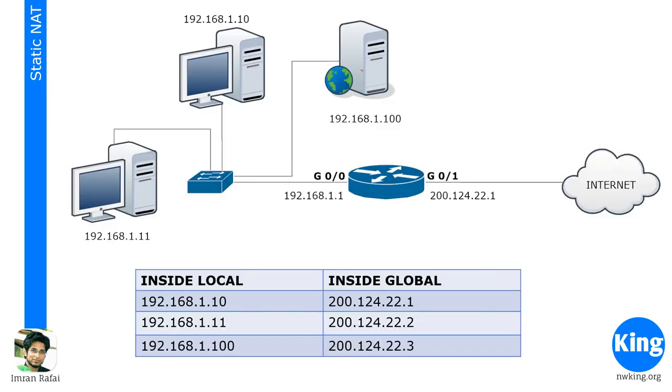So let's look at static NAT. What is static NAT? Static NAT is one-to-one NATing. That means if there are 3 devices in your local network, and these 3 devices need to go to the internet, we need to have 3 public IP addresses. So 192.168.1.10, we will statically map to this IP address. 1.11 we have statically mapped to 22.3, and 1.100 we statically map to 22.3. So this is going to be a 1:1 map. If there are 100 devices, they need to have 100 static global IP addresses or public IP addresses.